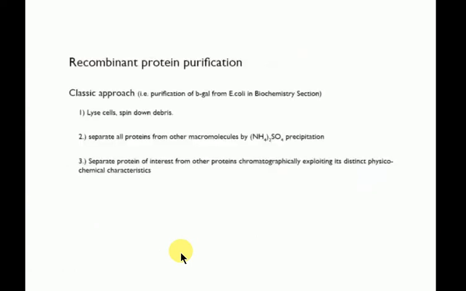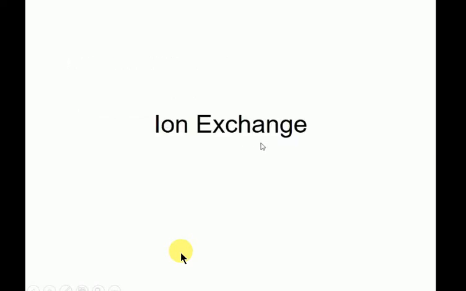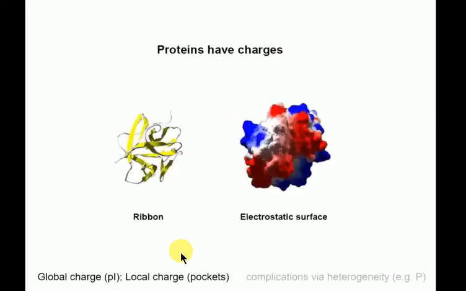So off we go with our recombinant protein purification. We might have precipitated out some of the DNA and some other proteins first. Ion exchange might be one of our first ports of call if we're not tagging. So here's an example of the protein fold of something that's ribbon-based, and then we put charge on, and you can see negative charge is in red, positive charge is in blue.